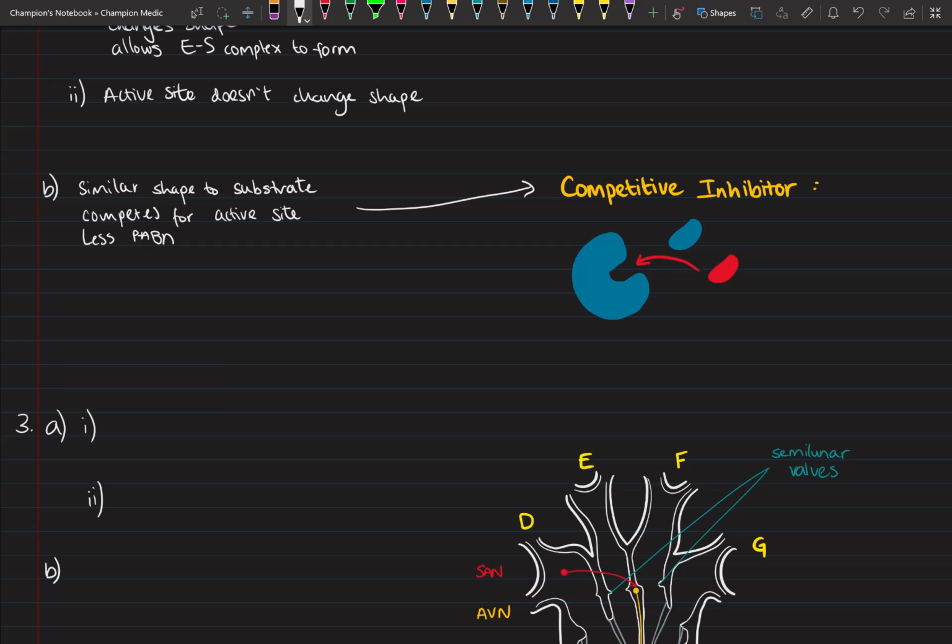This question has come up very frequently in past papers. They just keep on changing the context of the situation. So I would strongly recommend that you learn this concept of competitive inhibitors in biology.